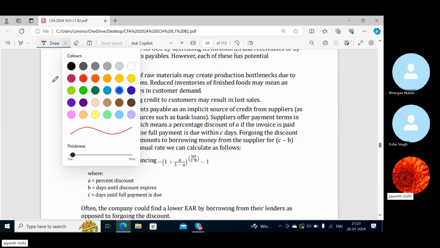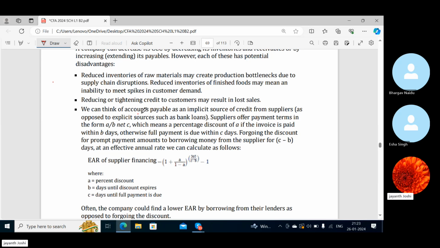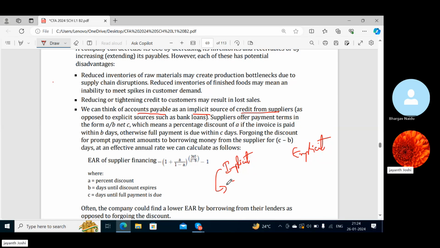So we can think of accounts payable as an implicit source of credit from suppliers. What do you mean by implicit source? First you should know the meaning of implicit and explicit. Implicit is something which is not described clearly or directly. That is to be understood. First of all, I'll explain explicit. Explicit describes something that is very clear.